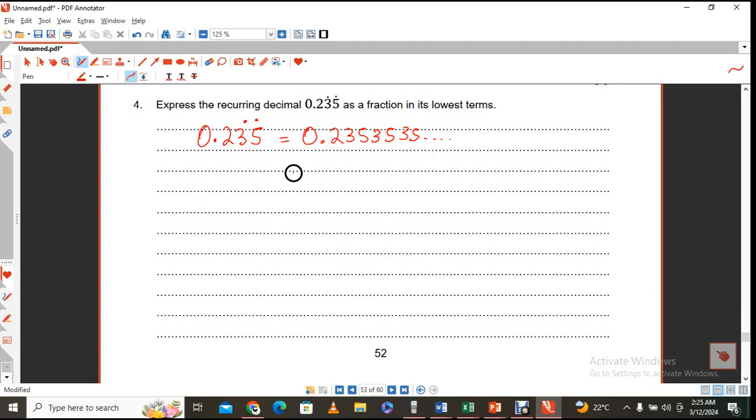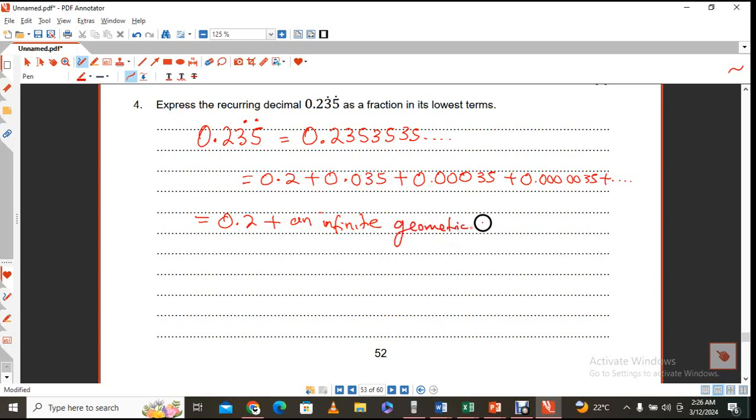0.2353535 and so on. So this is therefore equal to 0.2 plus 0.035 plus 0.00035 plus 0.0000035, and so on and so on. That's what it means. So what you have is 0.2 plus an infinite, excuse the handwriting, geometric series.